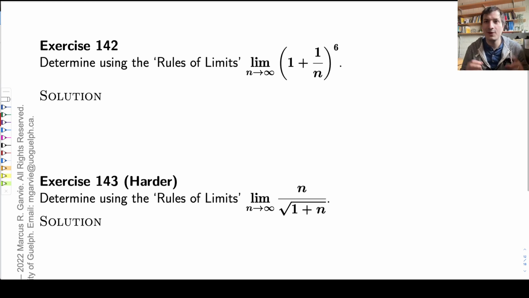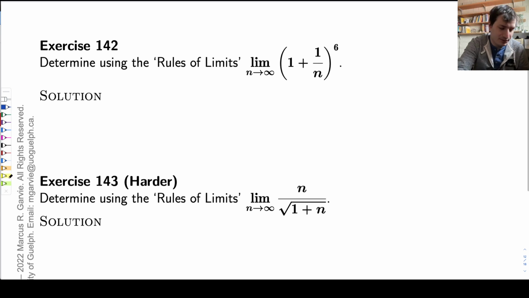Okay, so in this video, I'm going to do exercise 142 and 143, which are more practice of doing the limits by combining some limits that we know with the limit rules for plus, minus, times, divide, and powers and stuff like that. So the first one, what is the limit as n goes to infinity of (1 plus 1 over n) to the power 6?